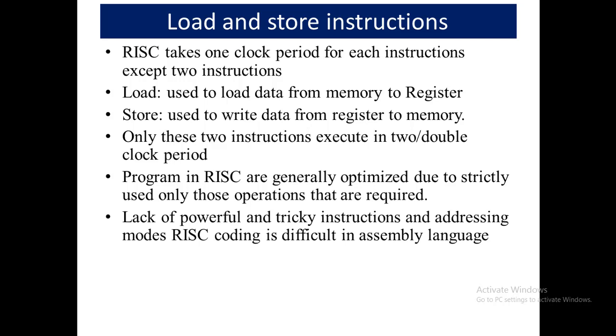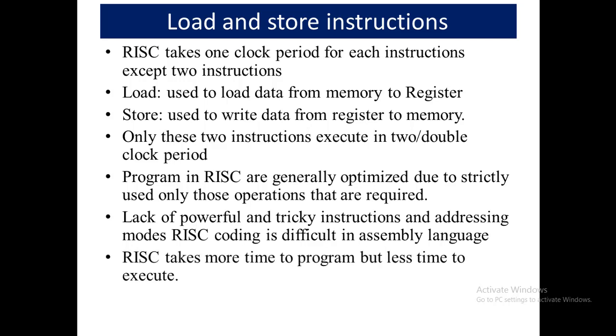Due to the lack of powerful and tricky instructions and addressing modes, RISC coding is difficult in assembly language, because RISC instructions are not as powerful as the CISC ones. RISC takes more time to program but very little time to execute. Why does it take more time to program in RISC? When we program in CISC and we have to perform any operation, then there is no restriction of instructions. So that's the reason the code becomes so lengthy.